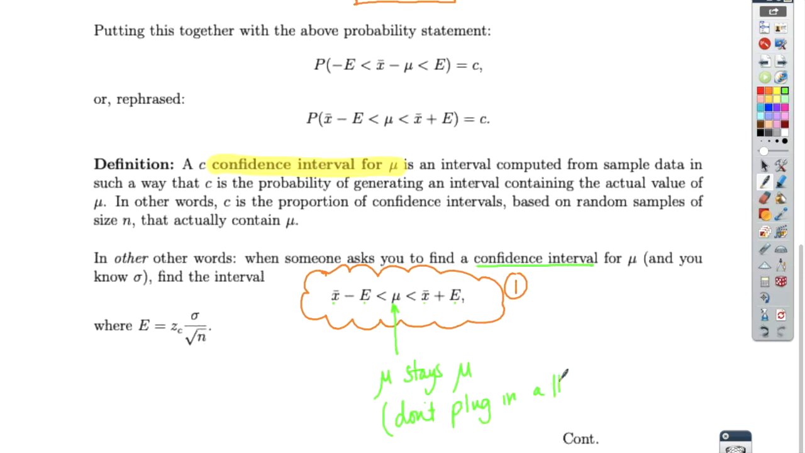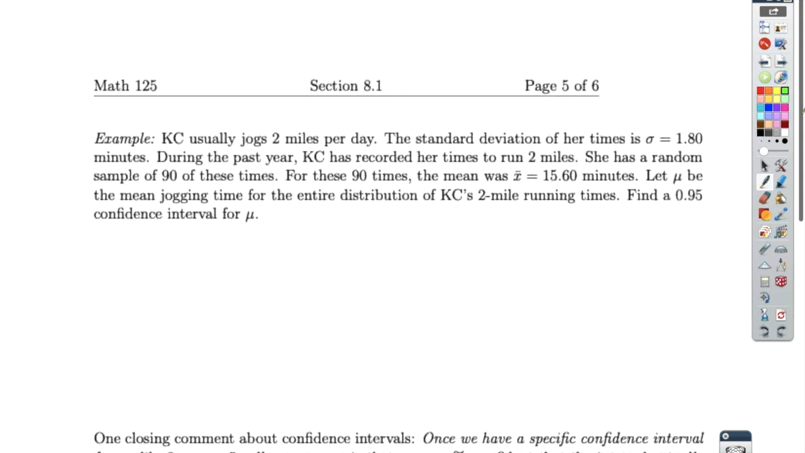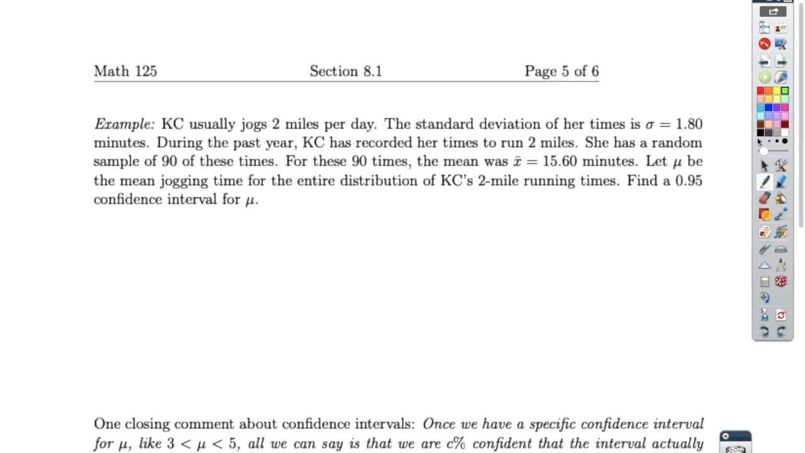You do not plug in a number for mu. Mu stays mu, and that's going to be part of our answer. I think doing an example will clarify what I'm talking about. This is actually a really easy process, but up until now it might sound a little bit intimidating. It is not bad at all.